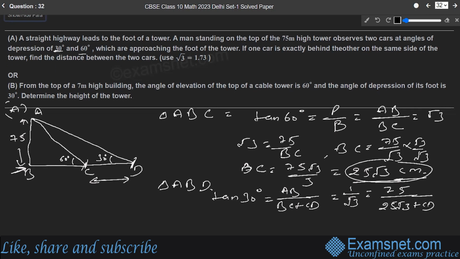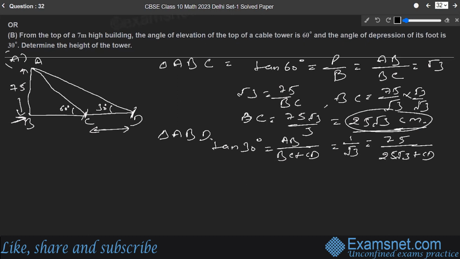Now let us solve it a little more down. So let us solve for CD. If you cross multiply, you're going to get 25 root 3 plus CD is equal to 75 root 3. Okay, this is what you get, 25 root 3 plus CD is equal to 75 root 3.